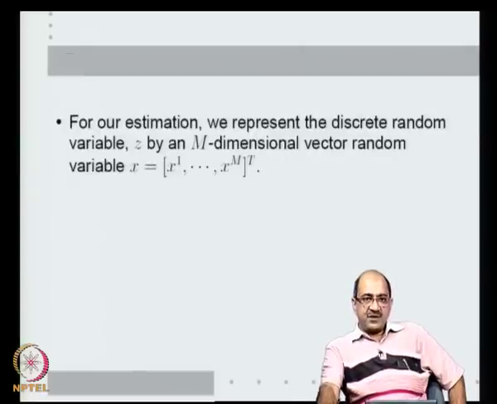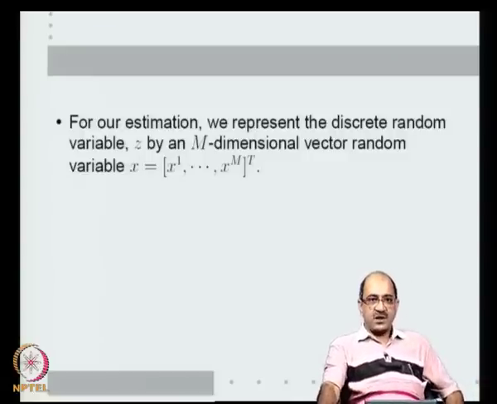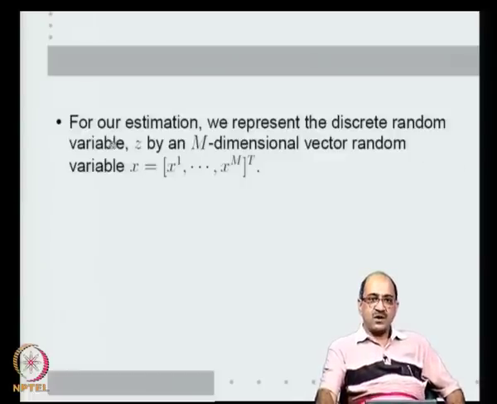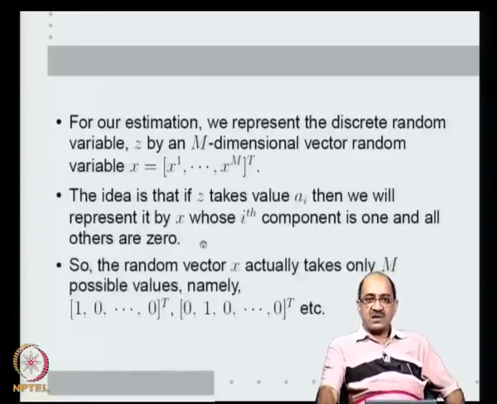Now, for deriving our ML estimate, we represent our random variable in a slightly different style. We will represent our discrete random variable z as an m dimensional vector random variable x. Instead of thinking of it as a scalar taking m different values, we think of it as a vector of m components. What is the idea? The idea is that if z takes the ith value, say ai, then we will represent it by x whose ith component is 1 and all others are 0. So, a z that takes value ai is represented as, so to say, the ith coordinate vector in the m dimensional space.